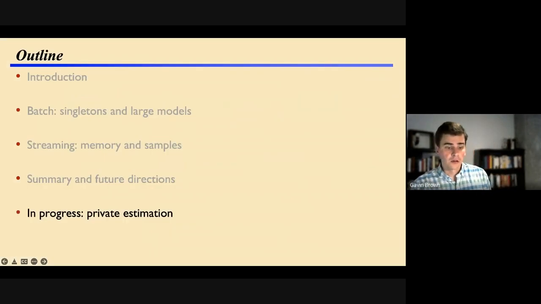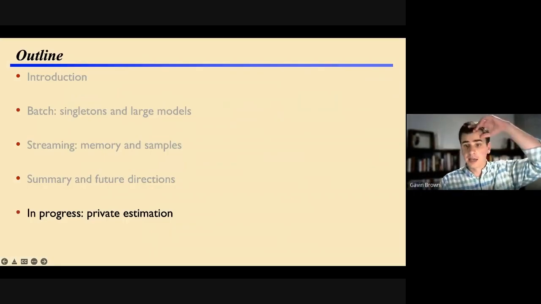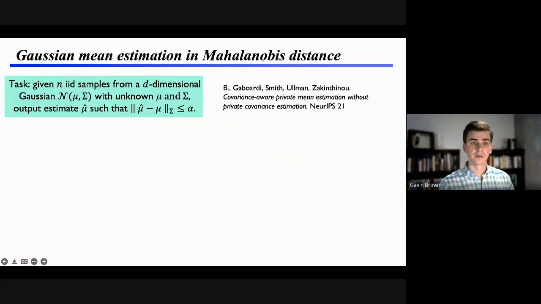So finally, I'd like to just take a couple of minutes and talk about some of my in-progress work on private statistical estimation. This slide is based on joint work that appeared at NeurIPS with Marco Gavilardi, Adam Smith, Jonathan Ullman, and Lydia Zakynthinou. So the task is Gaussian mean estimation in Mahalanobis distance under differential privacy. Given n IID samples from a d-dimensional Gaussian with mean mu and covariance sigma, where mu and sigma are totally unknown, we want to output an estimate mu hat that is close to the true mean in Mahalanobis distance.